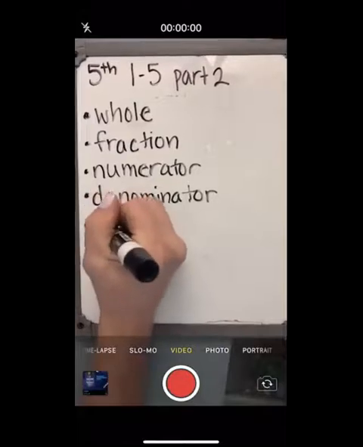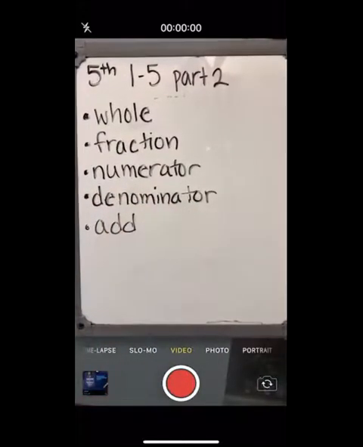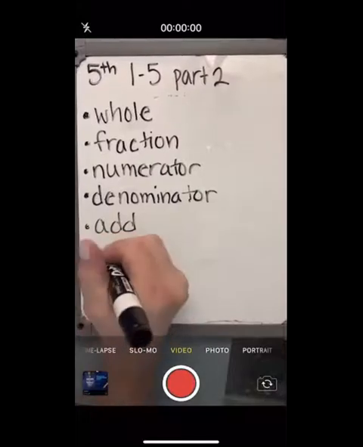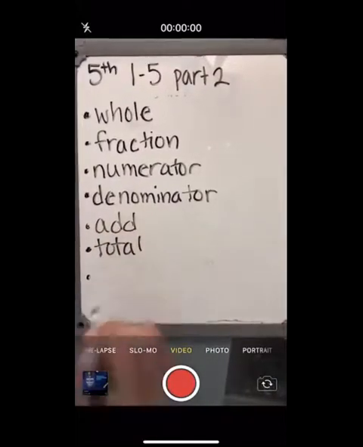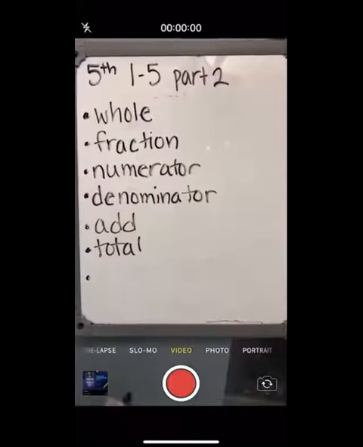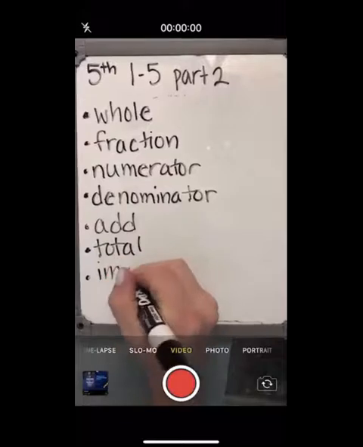Maybe you use the word add, because we are definitely adding fractions in this case. Maybe you use the word total. Let's see here. Maybe you use the word, you could use simplify. You could use improper and mixed.